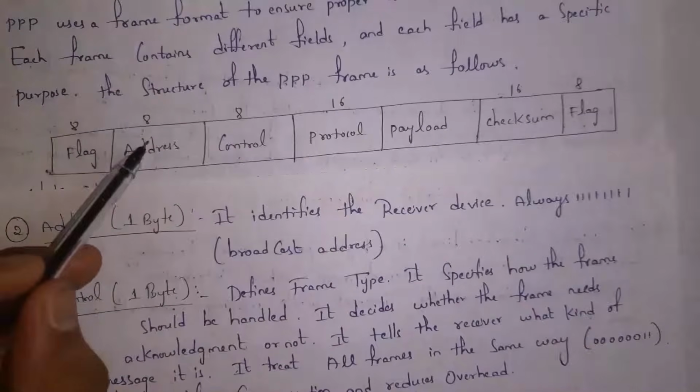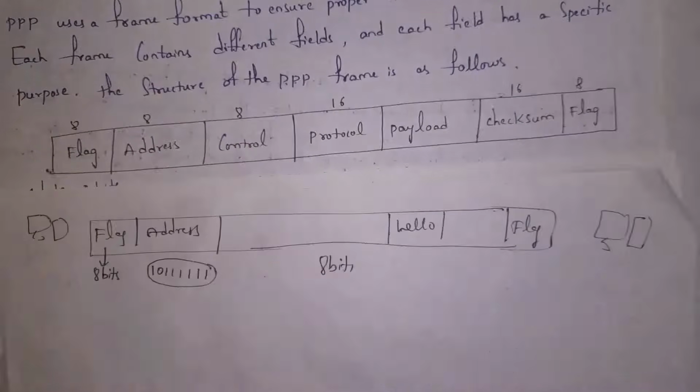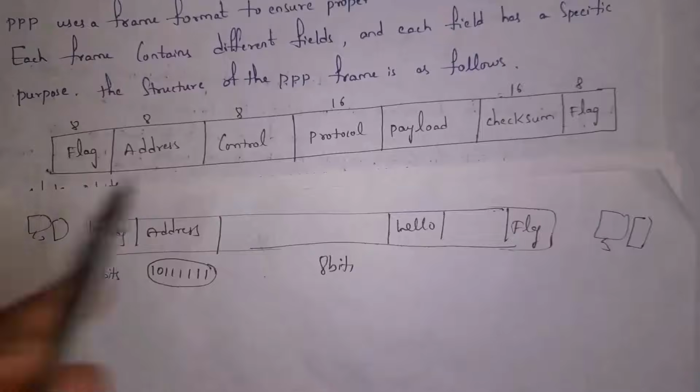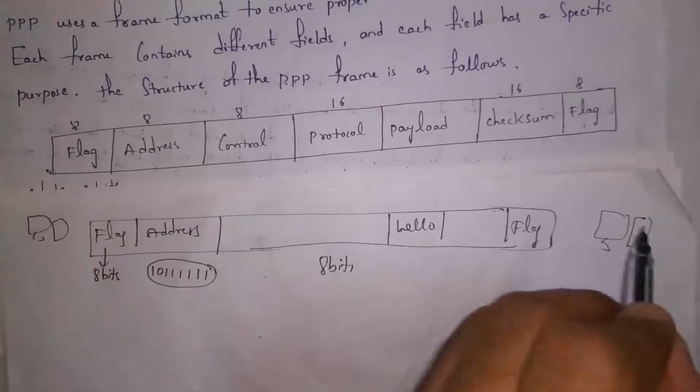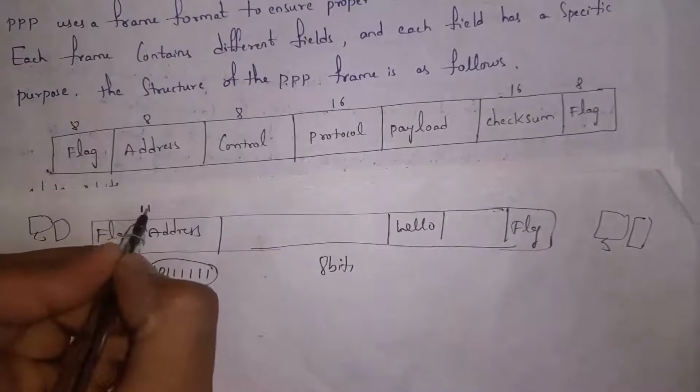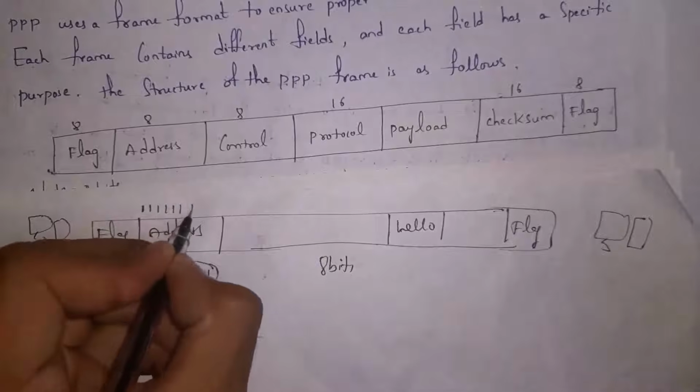And the second field is the address field. This is also 8 bits. Just for example, this computer wants to send data to this computer. So what this computer will do is, in this frame, it will include the address of this computer. And the default value is all ones. So 8 bits, total 8 ones.